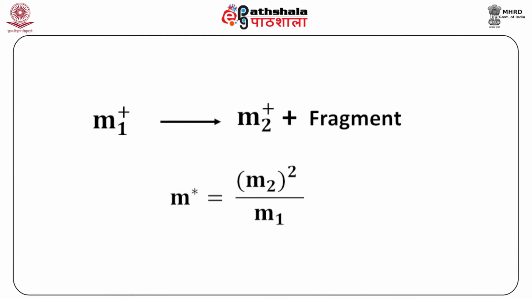So m star is equal to m2 whole square divided by m1. Now here students, m star is the apparent mass of the metastable ion which is formed, m1 is the mass of the original ion, and m2 is the new mass of the fragment ion which is formed.